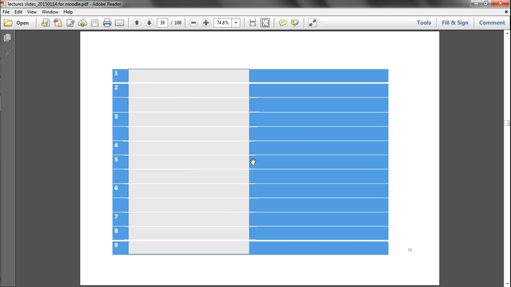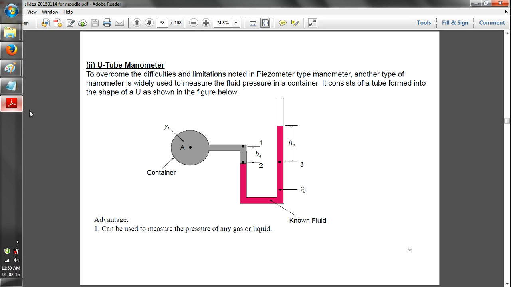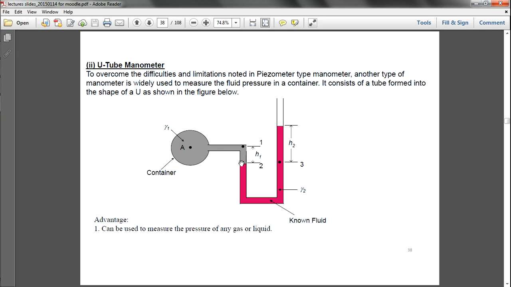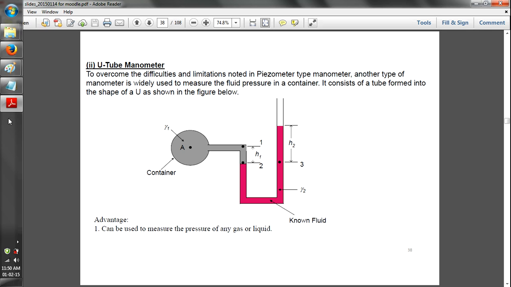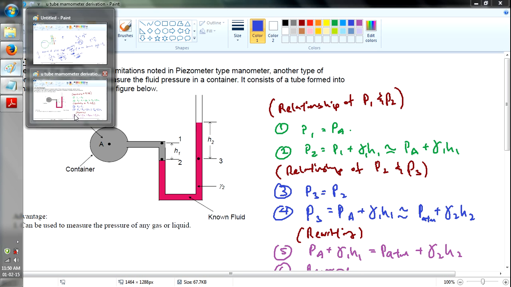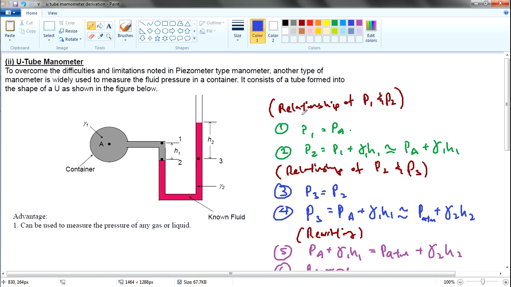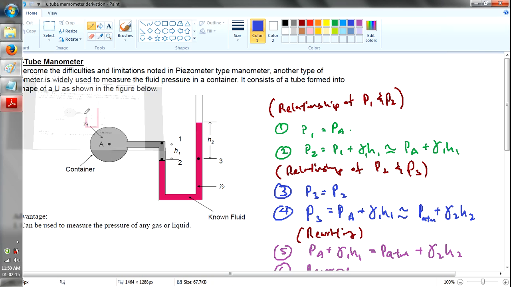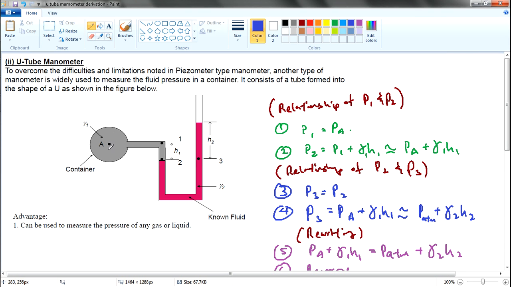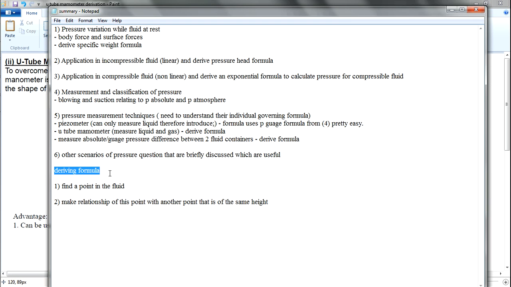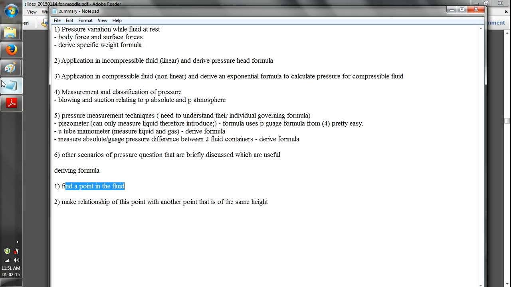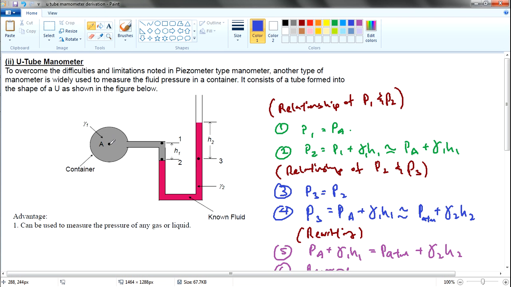So let's derive the relationship that can describe how this works. First thing first is to derive a relationship between P1 and P2. Typically you first have to target the point that you want to measure. I have written down that deriving the formula is to find a point in the fluid, whatever point you want. In our case it is this point A.